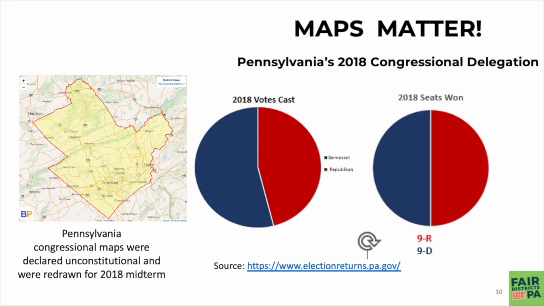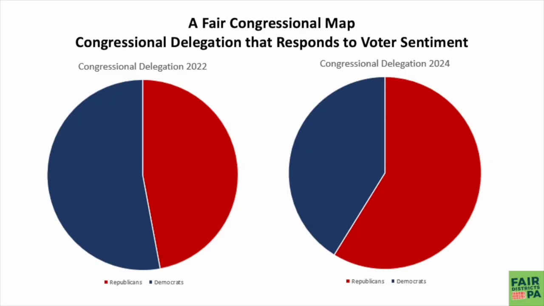A lawsuit led to a court ruling that Pennsylvania's 2011 congressional maps were unconstitutional, and in time for the 2018 midterm elections, they were redrawn by the court. You can see the difference in the earlier Goofy Donald District number 7. In 2018, 54% of the votes were cast for Democratic candidates, and Democrats and Republicans each won 9 of the 18 seats. Maps matter. The congressional delegation was no longer baked in.